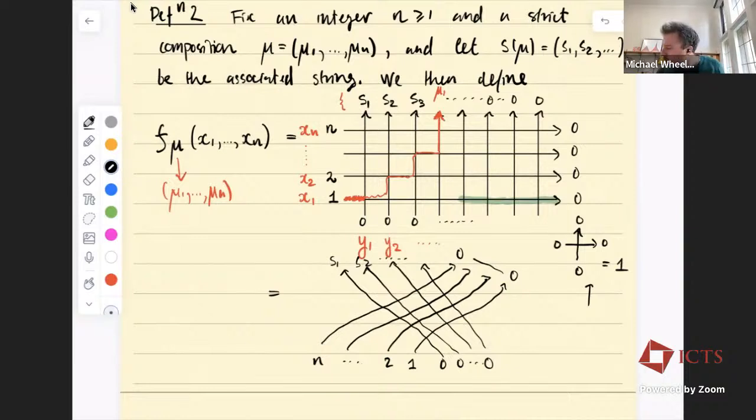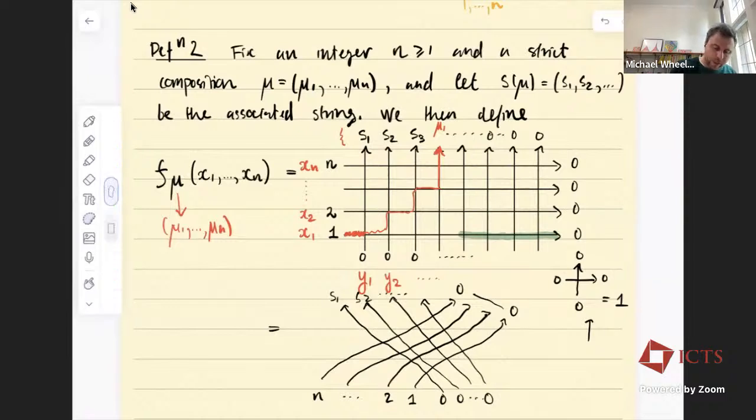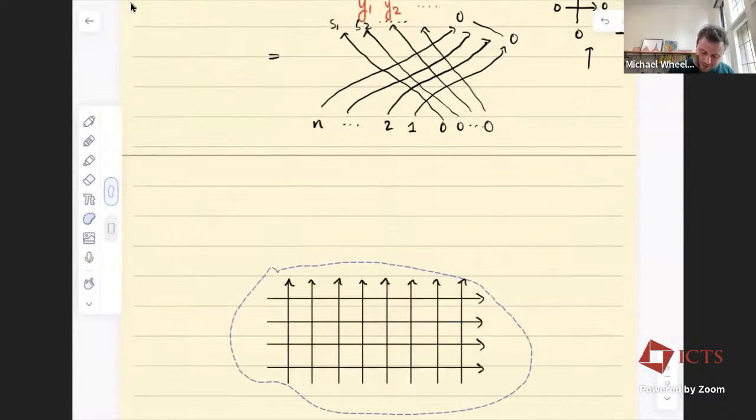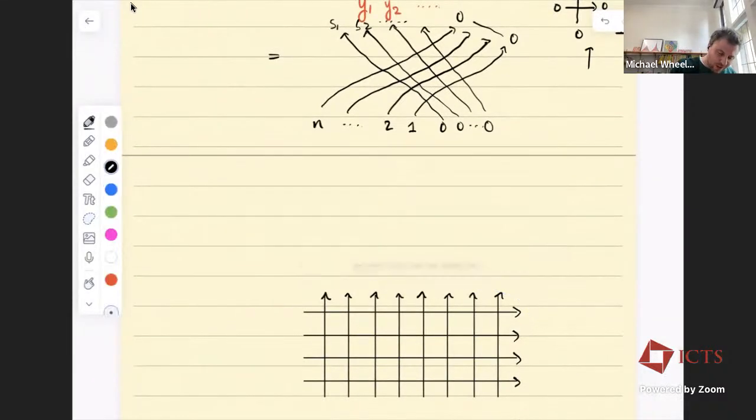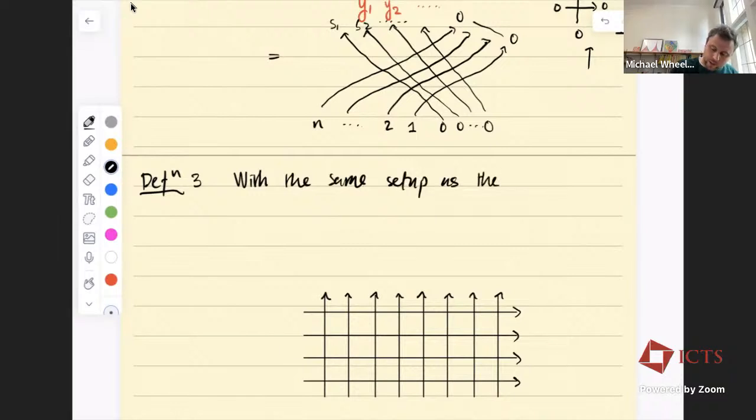So this function is going to have a companion, which will be denoted little g. And actually, I guess the setup of the definition is exactly the same. So I should not do that because then I will lose the, let me first paste the, I'll just write it, the definition 3, with the same setup as the previous definition.